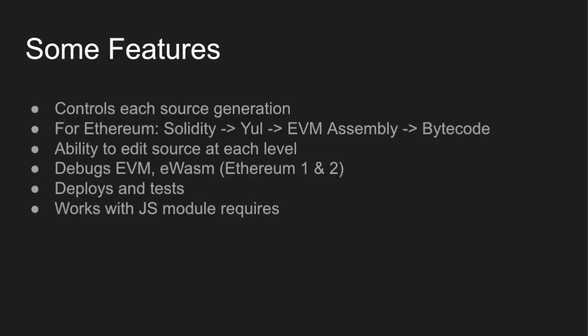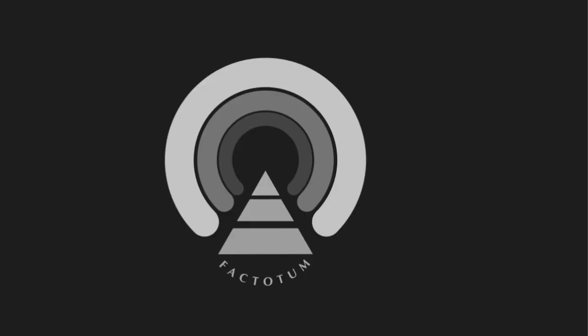Today you have seen how you can control each source generation for Ethereum smart contracts, going from Solidity to YUL to EVM assembly to bytecode, with the ability to edit the source at each level. You can further edit this Factotum space and add any browser compatible package with require. Let us know if your IDE can do this too.